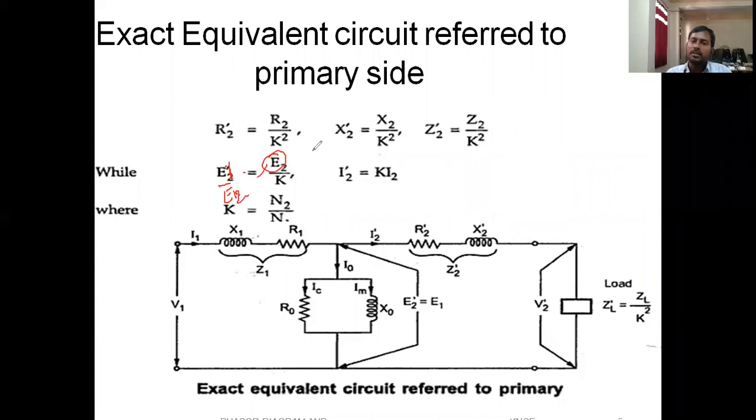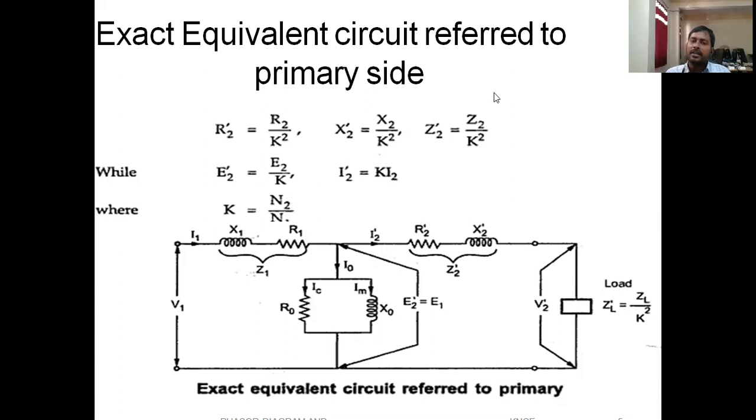So as per that transformation ratio, you need to write this one. This is I1, this is I2. It refers to primary, so this is approximately equal to I1. I1 by I2 is equal to K. From that you need to write these equations. And K, you know very well, is the transformation ratio: E2 by E1 is equal to N2 by N1 is equal to K. This is the exact equivalent circuit referred to primary.